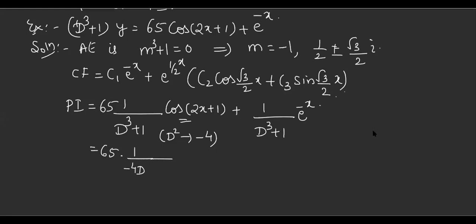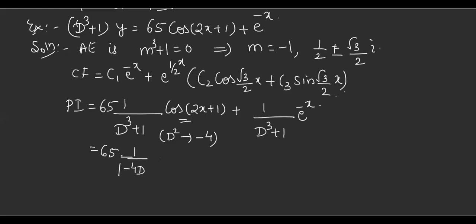D cube is written as d square into d, and d square is replaced by minus 4, then d as it is, plus 1 as it is. Or else, to avoid one step, this plus 1 I'll shift here. Is it okay? Minus 4d plus 1, I'm writing 1 minus 4d. Are they the same quantities or different? Same, obviously.